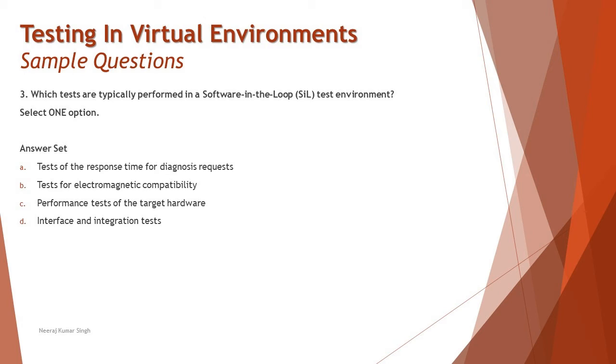B, test for electromagnetic compatibility. I think we're talking about EMV tests here, and they are only possible in a SIL test environment if the environment model would simulate the target hardware in detail. So again, this also falls under the HIL test environment. C, performance test of the target hardware. I think we just discussed the same as a part of option A. As no hardware exists, performance tests are impossible to implement as a part of the SIL test environment.